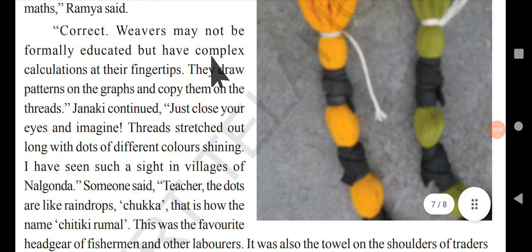Correct. Weavers may not be formally educated, but have complex calculations at their fingertips. So this is what I said. So these weavers who are not even educated might not know any mathematics and all the formal education, but it is the calculation at their fingertips. They are habituated to do this work.